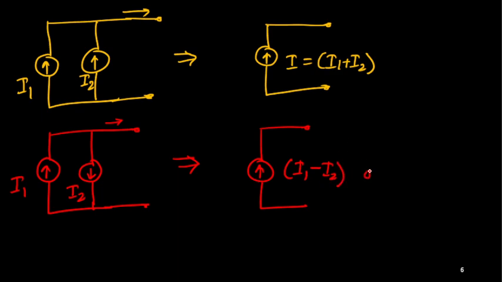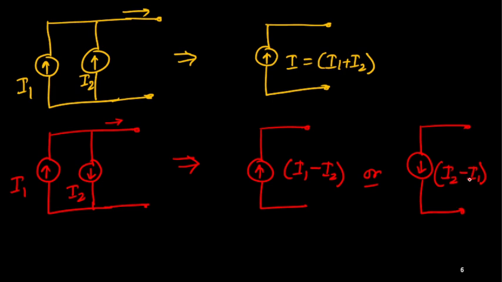Or you can also write it this way, along downward. In that case, what will I do? I'll consider that I2 is present. So if I1 is not there, then this is only I2. But whenever I1 is there, I1 is going to reduce its magnitude. So I2 minus I1. That's all. Okay.